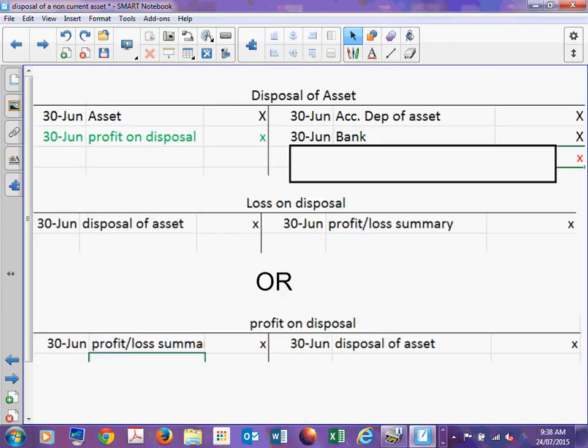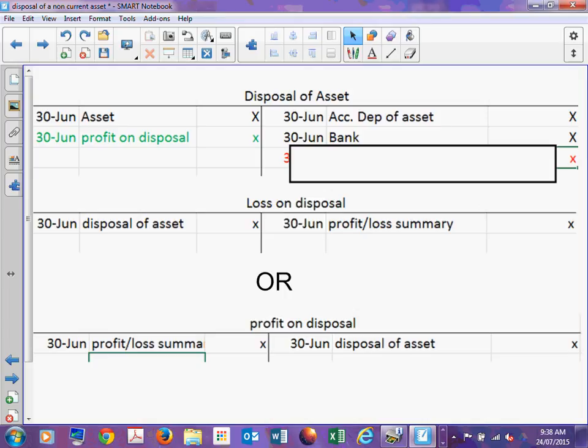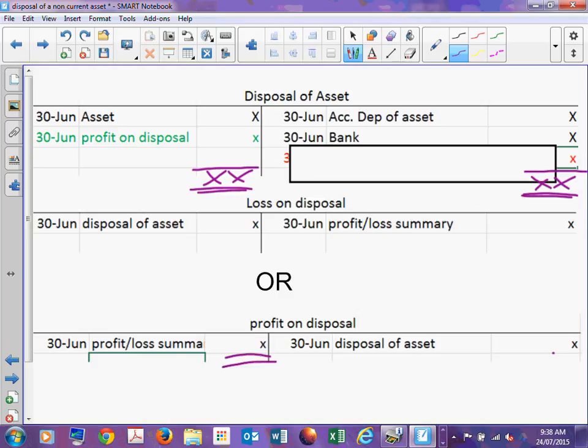So same as before, by the end of the process, if there was a profit on disposal made, both sides will still equal the same. We will now have a profit on disposal. And how do I close that account? Where do I close profit on disposal to? Profit and loss summary.